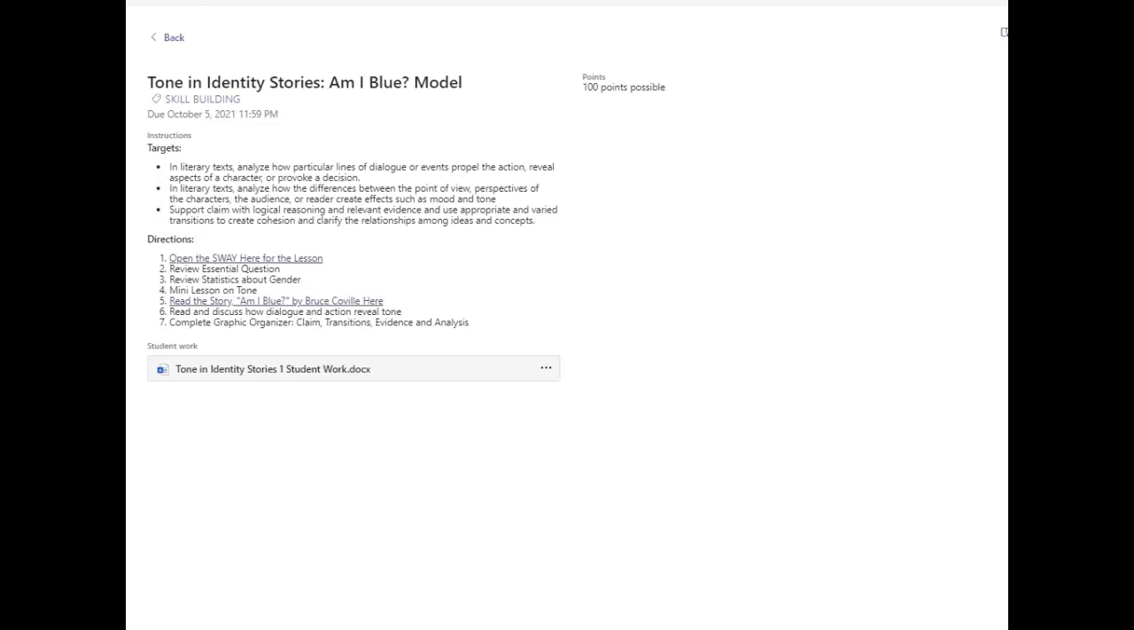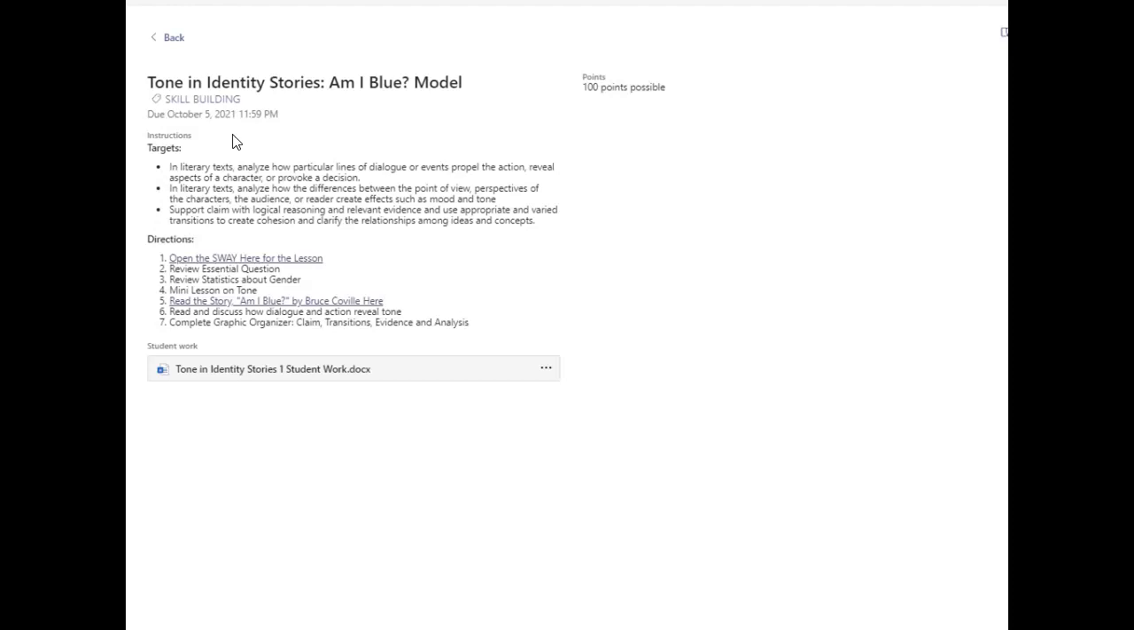And welcome to your Tone and Identity and Stories model from the story Am I Blue? So we are going to be working on this for 2 days. Please ignore the date that is on the top of this. This will actually be due on October 26th, so we will be working on it on Monday the 25th and Tuesday the 26th. And then tomorrow you will have an example of a choice story that you get to choose for yourself, and you will be doing the same type of activity as we are going to be doing with this lesson.